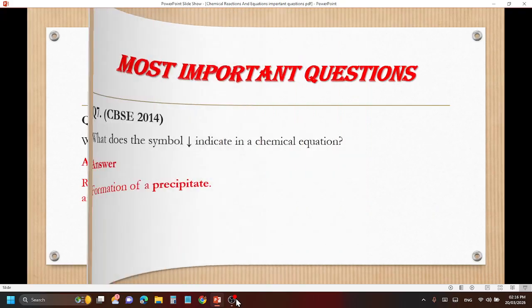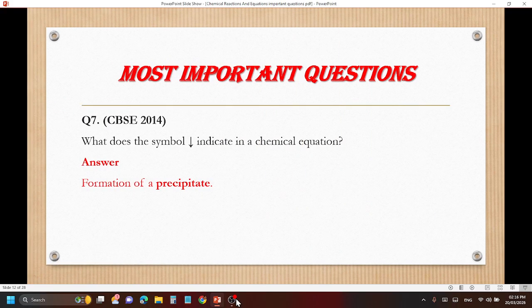Moving on to the next question, a very silly question, but it was asked in CBSE 2014. Be careful, if your luck is bad, then this time also it can be repeated. The question says, what does the down arrow symbol indicate in a chemical equation? You must have noticed in some equations a down arrow is indicated, especially in double displacement reactions. It shows the formation of a precipitate. For example, BaCl2 plus Na2SO4 gives BaSO4 plus 2NaCl. Here BaSO4 is indicated with a down arrow because BaSO4 is a precipitate. What is a precipitate? It is an insoluble solid formed when the double displacement reaction takes place. Double displacement reaction is also known as precipitation reaction, and the precipitate formed is indicated by a down arrow.